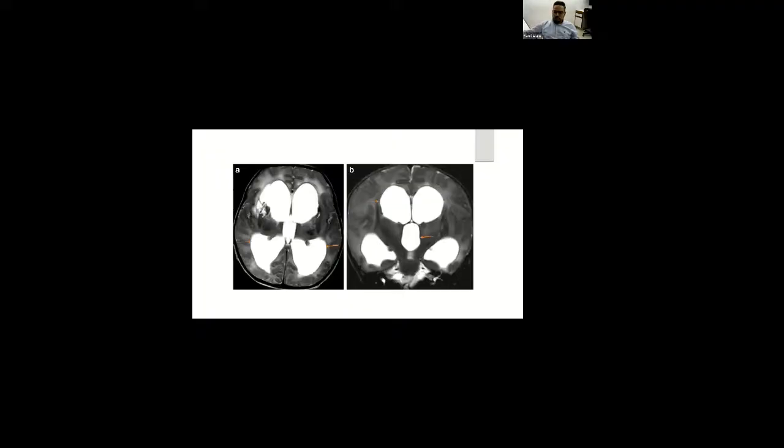So this is a patient, a 17-year-old child who presented with meningitis, and axial and coronal images demonstrate poor absorption of the CSF as evident by hydrocephalus and periventricular interstitial edema as well.